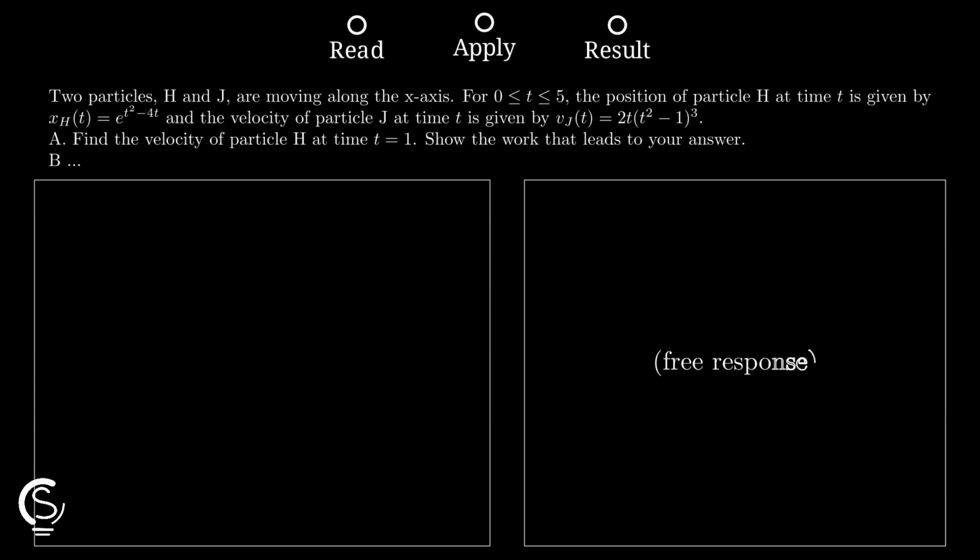First, find the velocity of particle h by taking the derivative of its position. At time 1, the derivative gives us -2 times e raised to the power of -3.